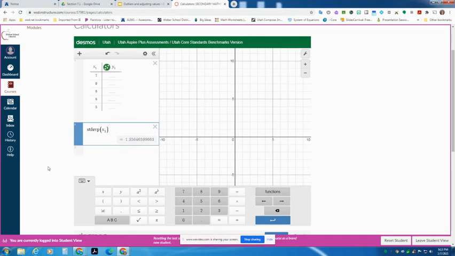And when we did it by hand, we said that our standard deviation was 1.4. If we round this to the nearest tenth, we have 1.4. So there you go, guys. That is how you do standard deviation on Desmos.